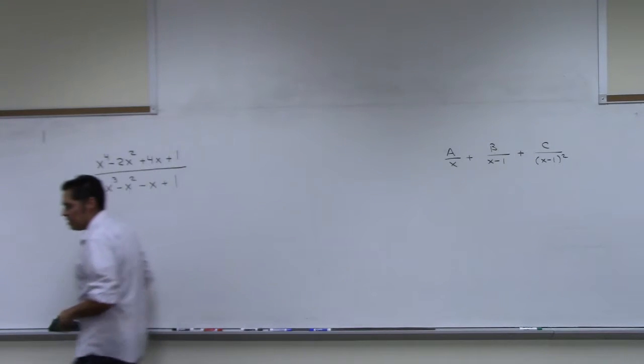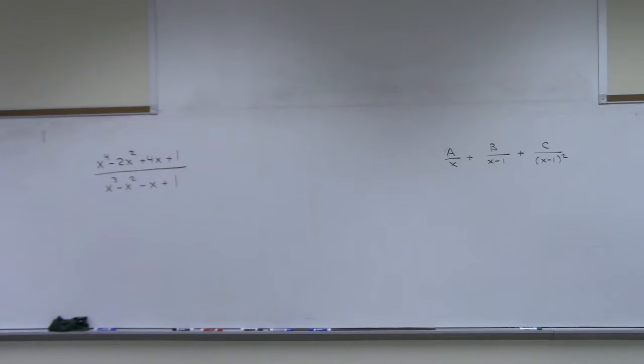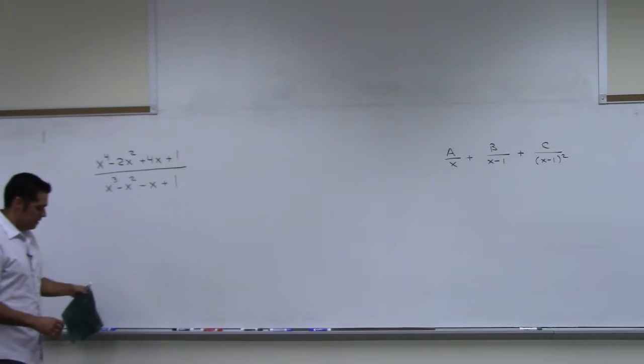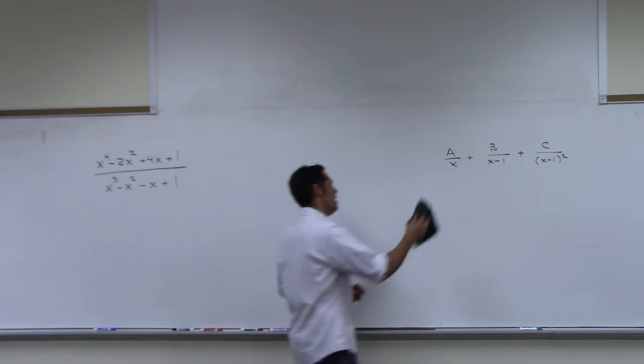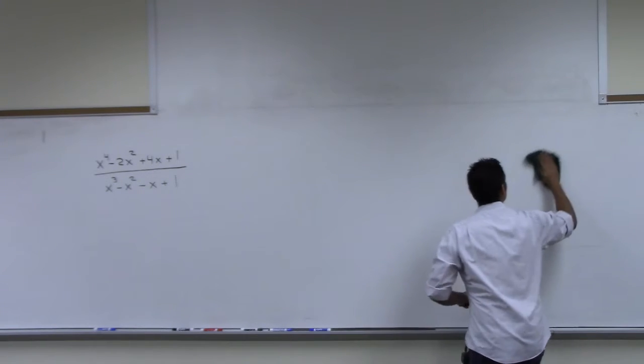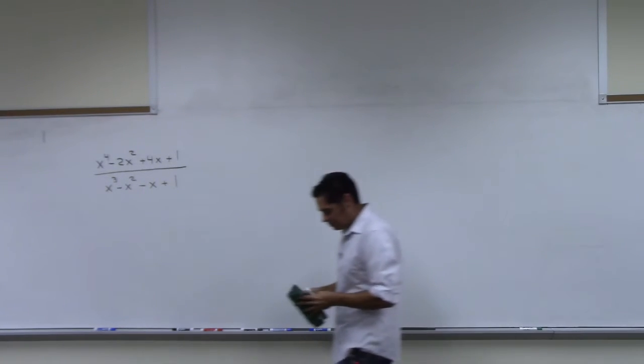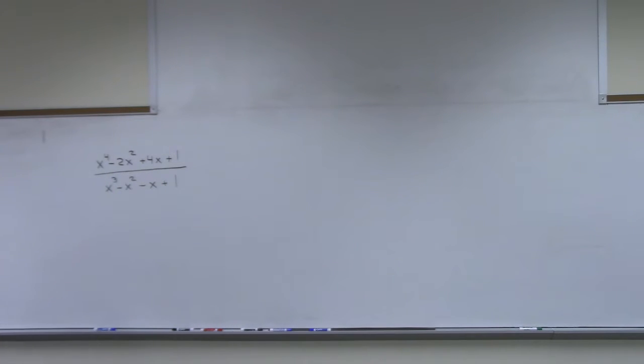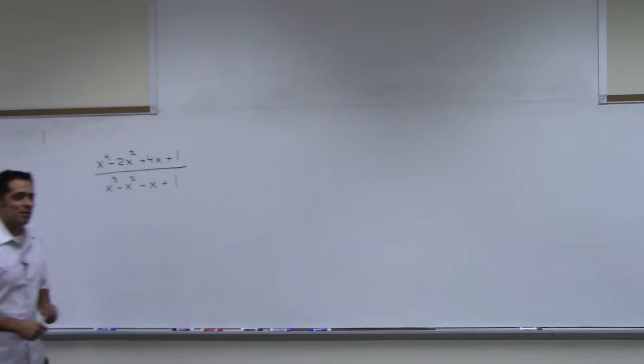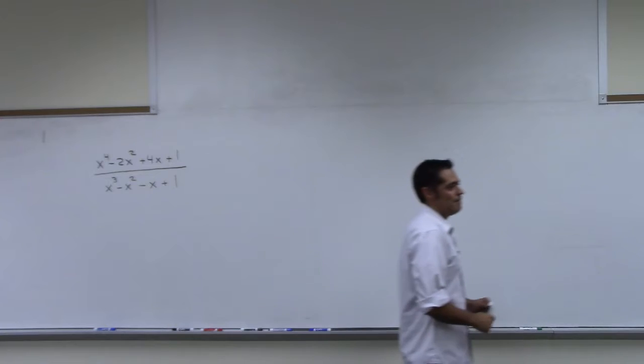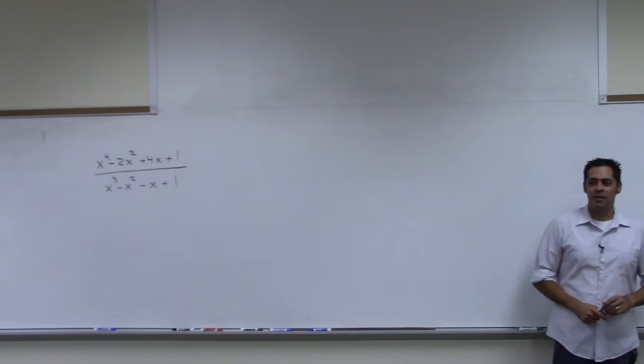All right, anybody see anything here that we haven't dealt with yet? What? To the fourth power? Yeah, the numerator is bigger than the denominator, power-wise. And we have not faced this. So, I hate to be the bearer of bad news, but our first step now is long division. We start with long division. Once we get through the long division, then we will continue.